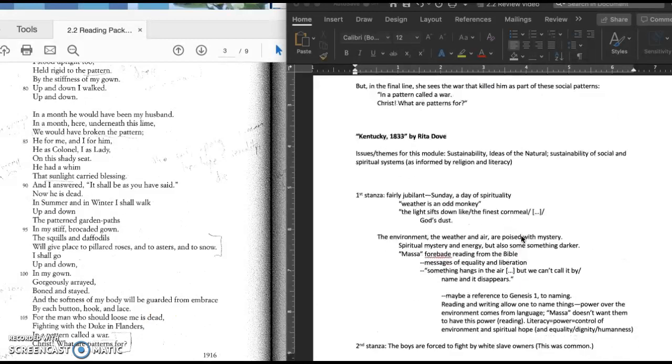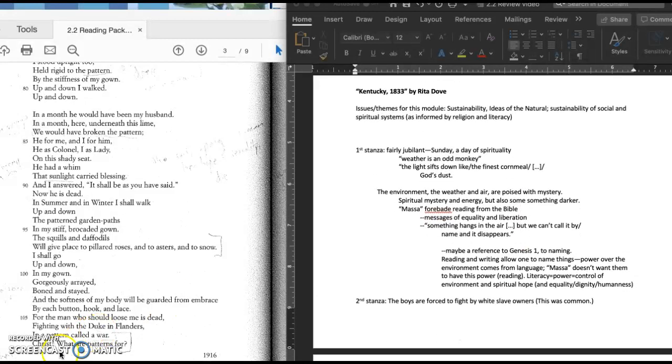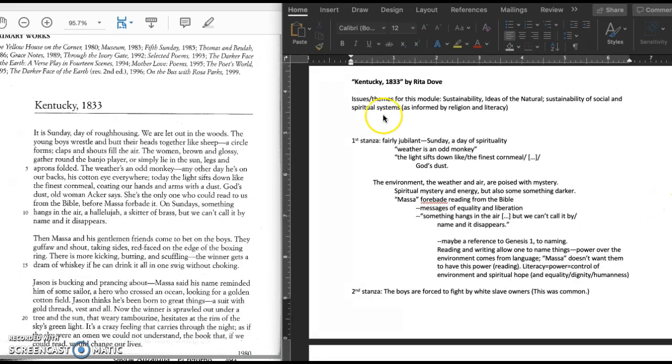All right, let's move on to Kentucky, 1833. Dove's poem, Kentucky, 1833. Hopefully you know the historical context. 1833, that's about 28 years before the Civil War started, right? And so this is before any sense that slavery was bad. This is the South. And we know that this is a scene of a plantation, right, based in slavery. And so we've got an easy way to look at this one, I think.